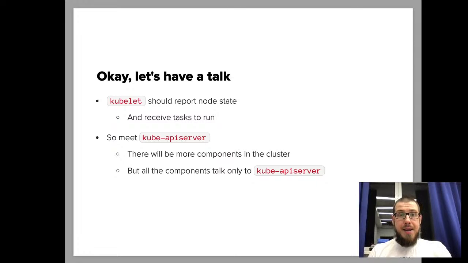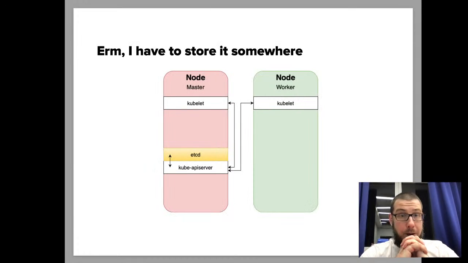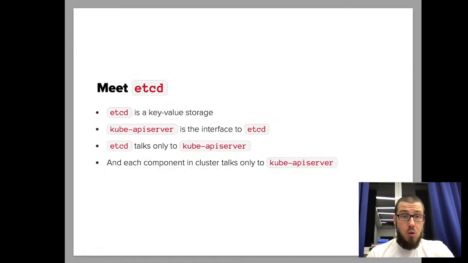Okay, now we have one more component. The kube API server is talking to everyone in the cluster, but it has to store its state somewhere. So we would like to introduce etcd, a special component which stores the state of the cluster, and the state of the cluster is created from what the kube API server receives from different sources. So we have to meet etcd.